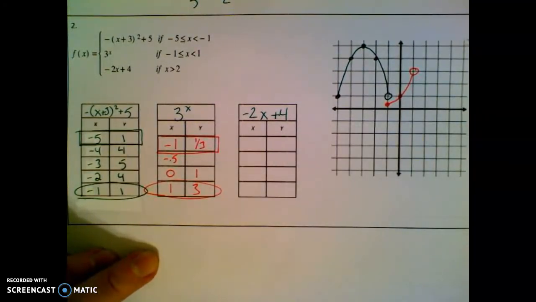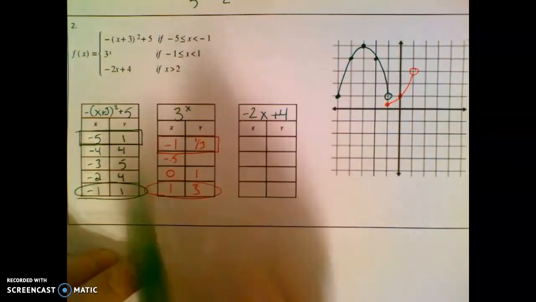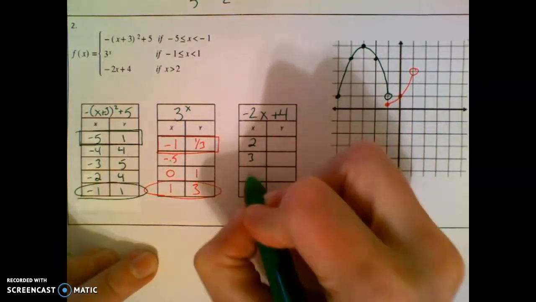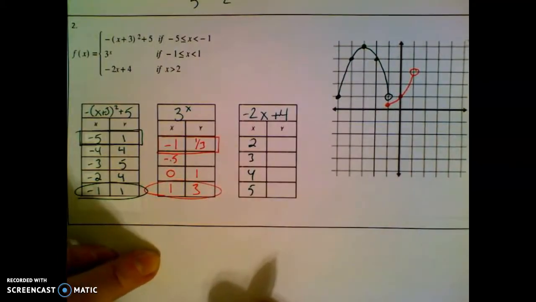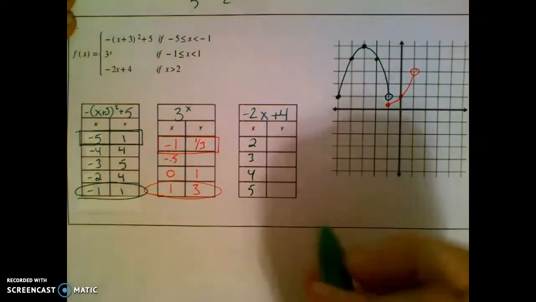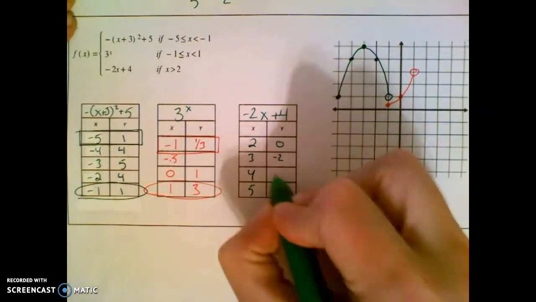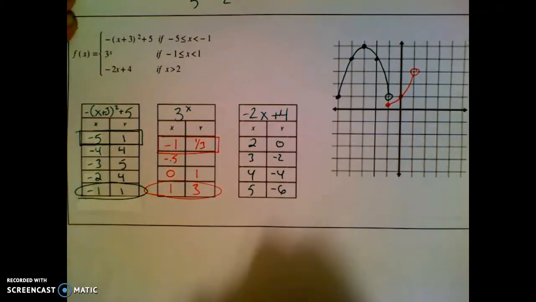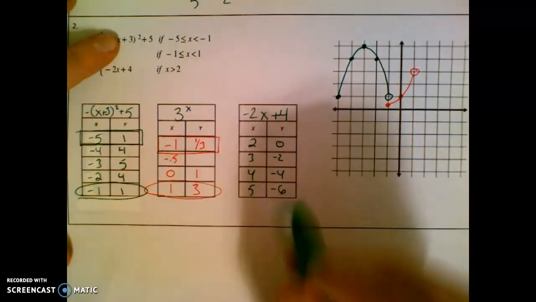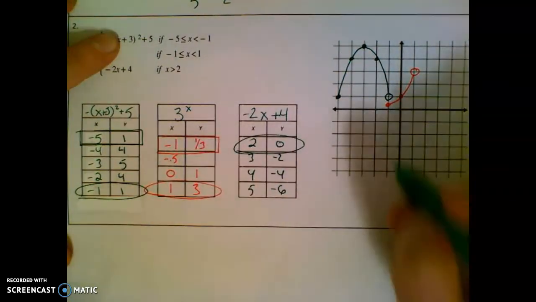All right, last one is just linear and it's greater than 2. So I'm just going to do 2, 3, 4, 5. And just copying those numbers, so I don't have to do math, are 0, -2, -4, and -6. And this 2 is not inclusive. So just going to go graph those.